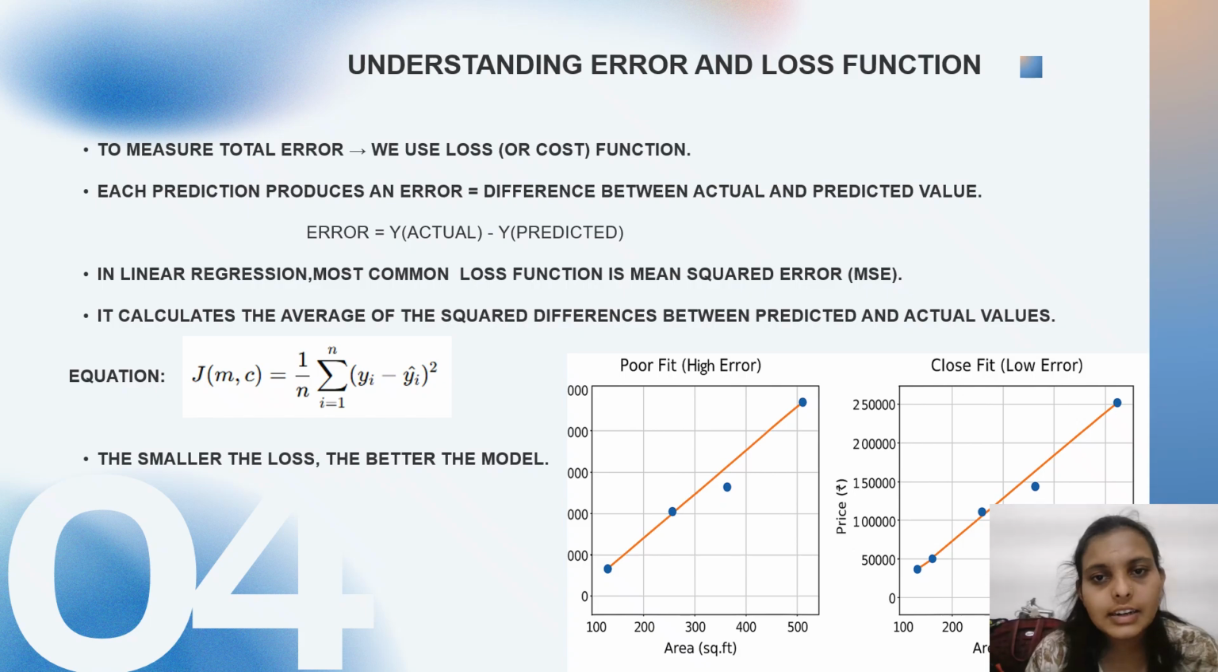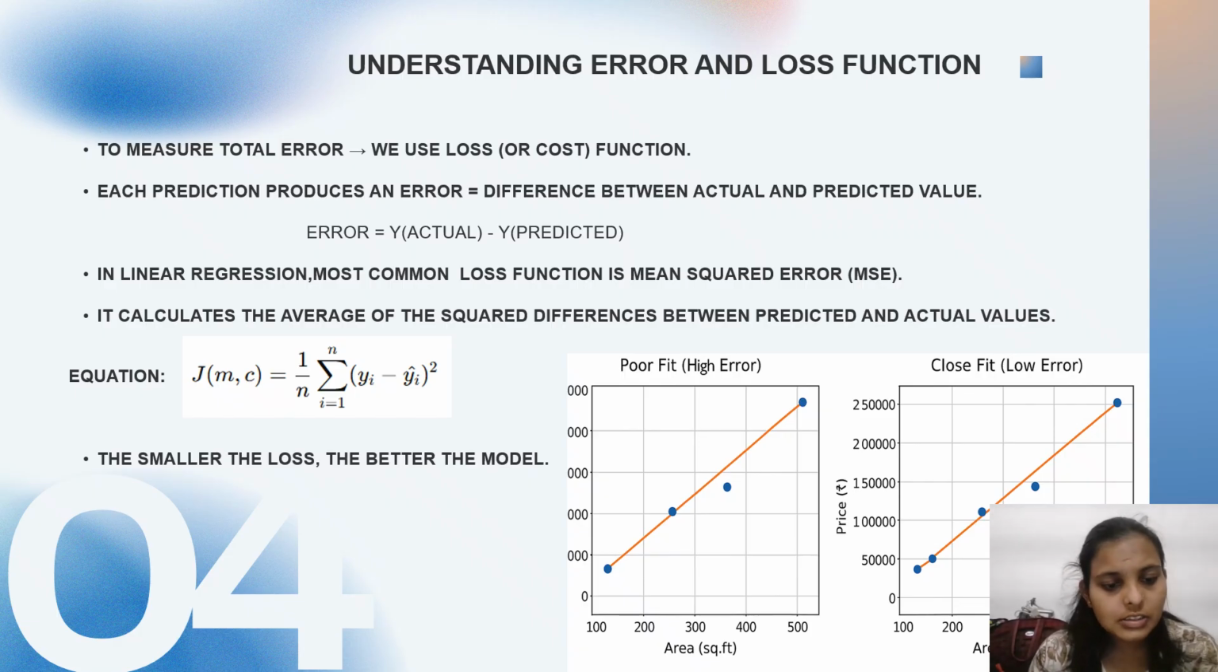so next is understanding error and loss function. To measure total error, we use a loss function. Each prediction produces an error, where error is equal to the difference between the actual and predicted value. In linear regression, the most common loss function is mean squared error. It calculates the average of squared differences between predicted and actual values, where the smaller the loss, the better the model.